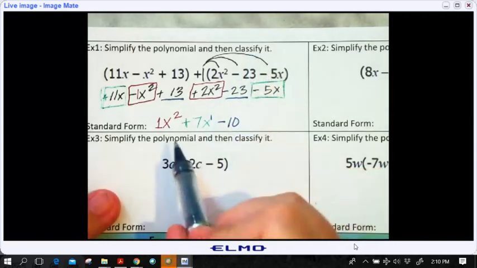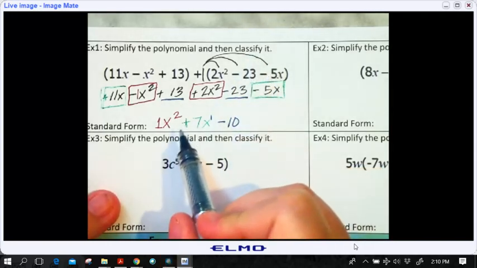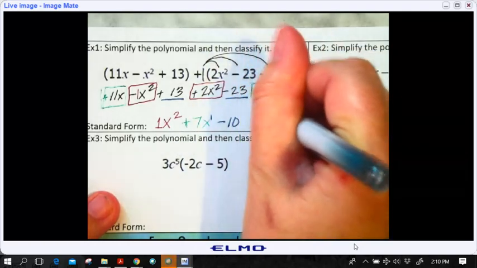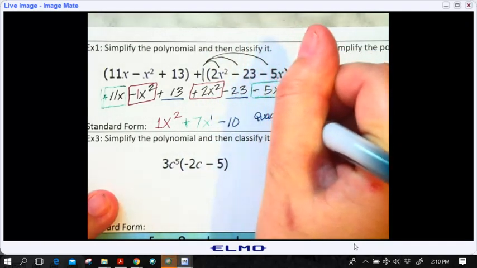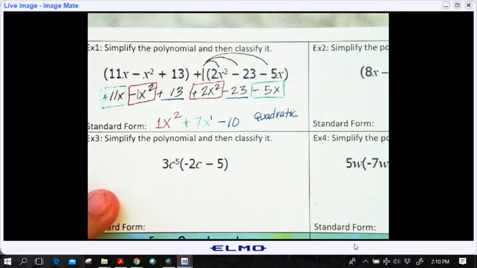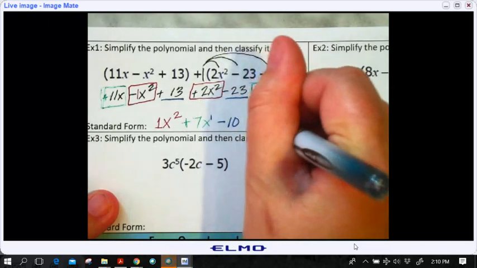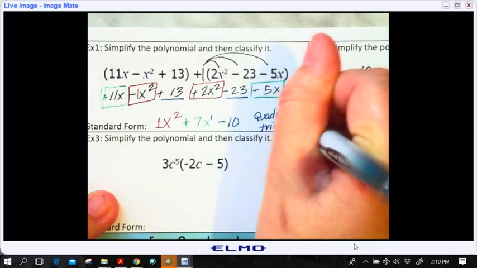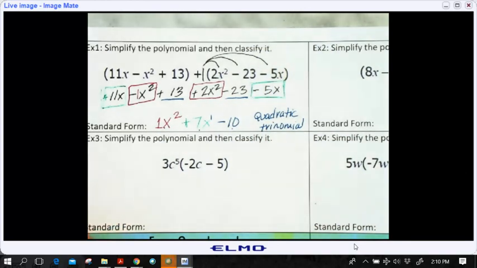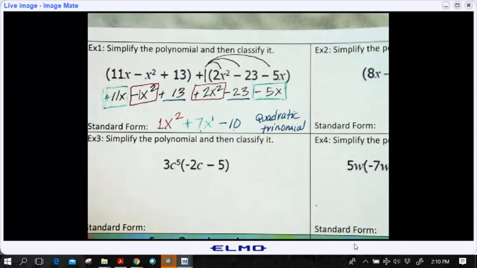Okay? This is a quadratic because the highest exponent is a 2. And if we want to be more specific, we can say that this is a quadratic trinomial because it has 1, 2, 3 terms. Excellent. Let's take a look at example number 2.